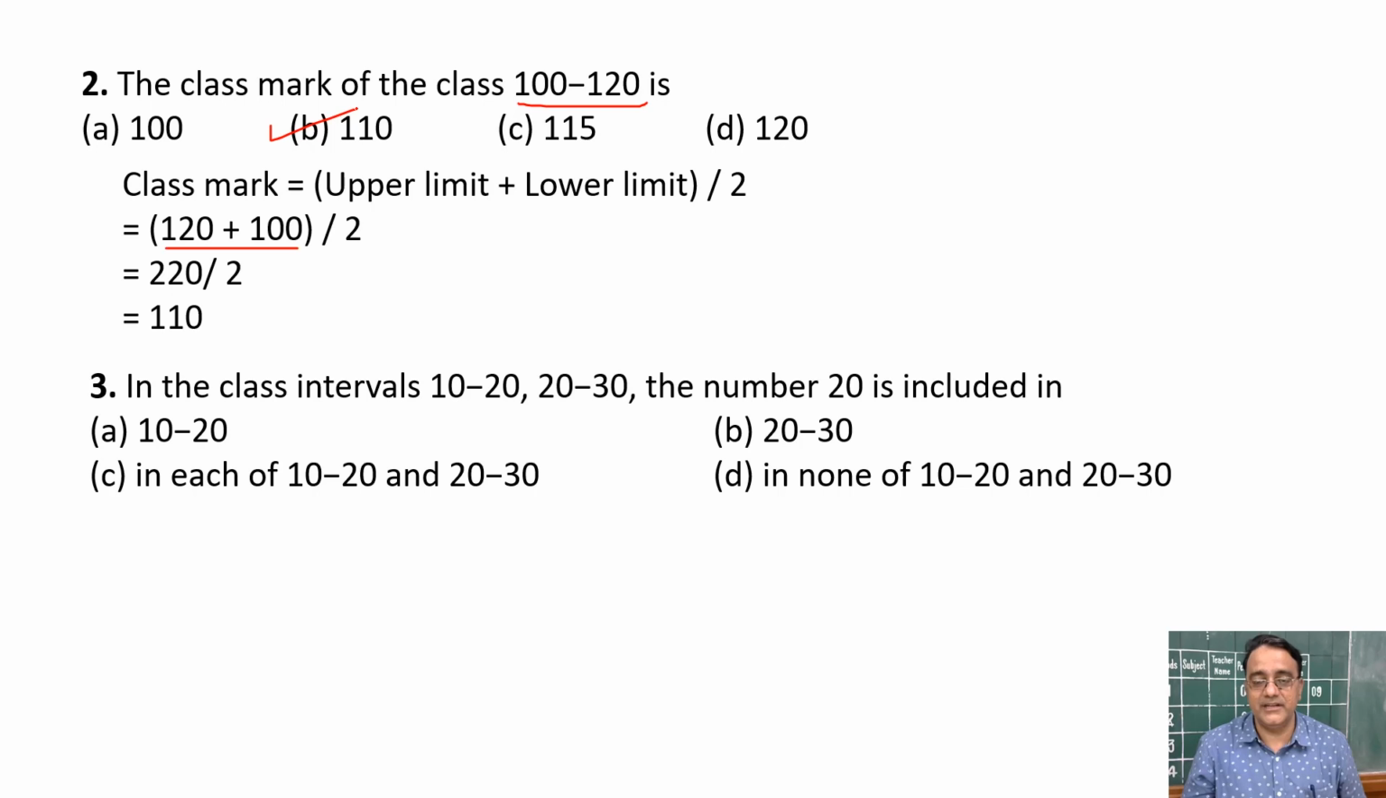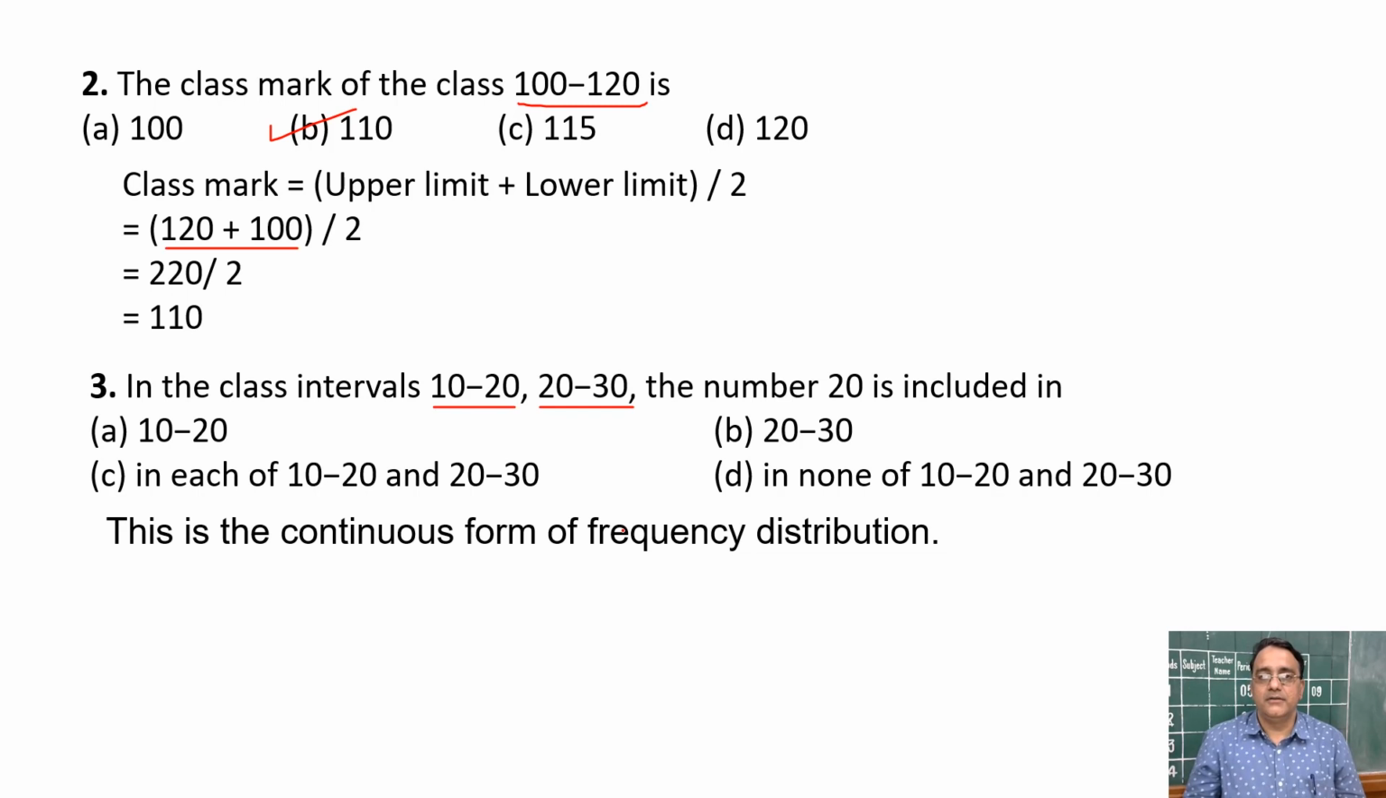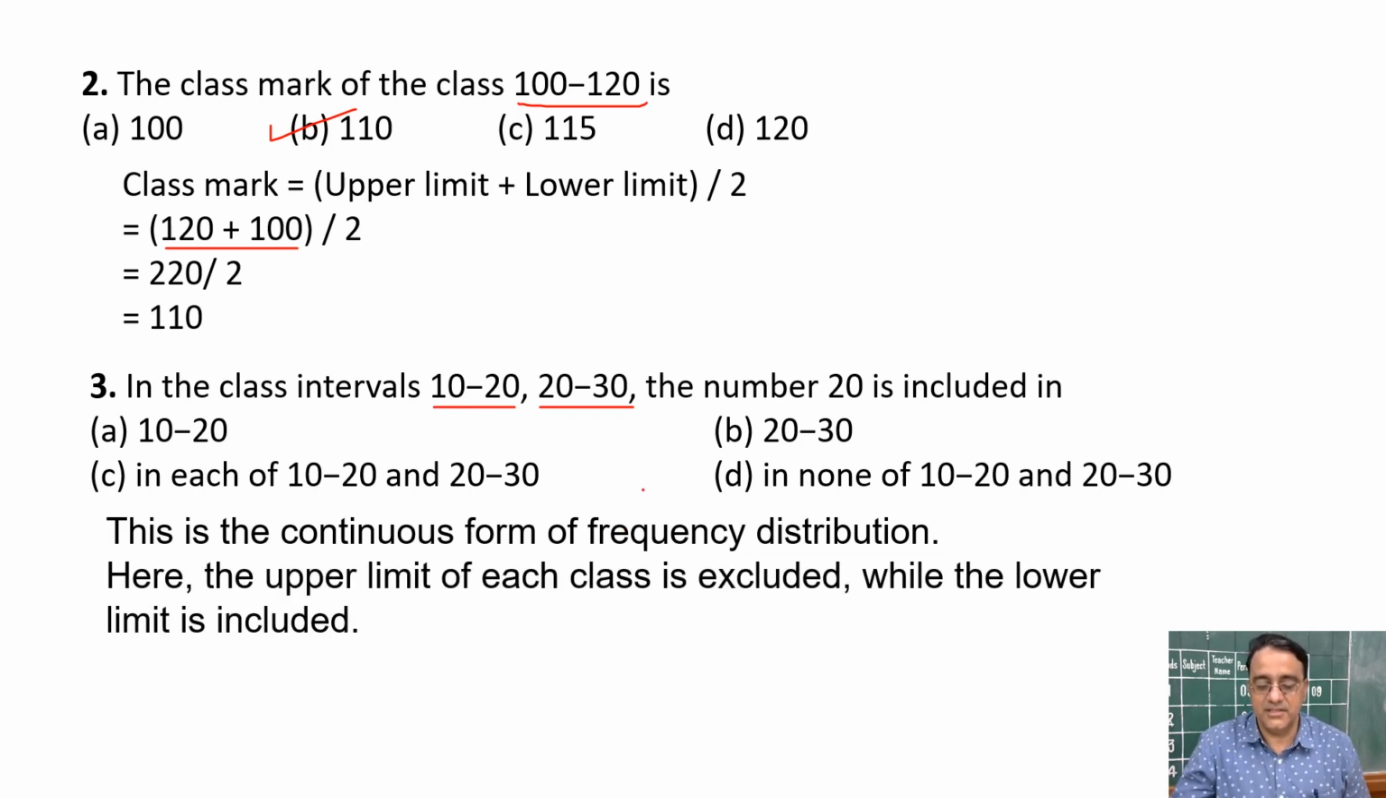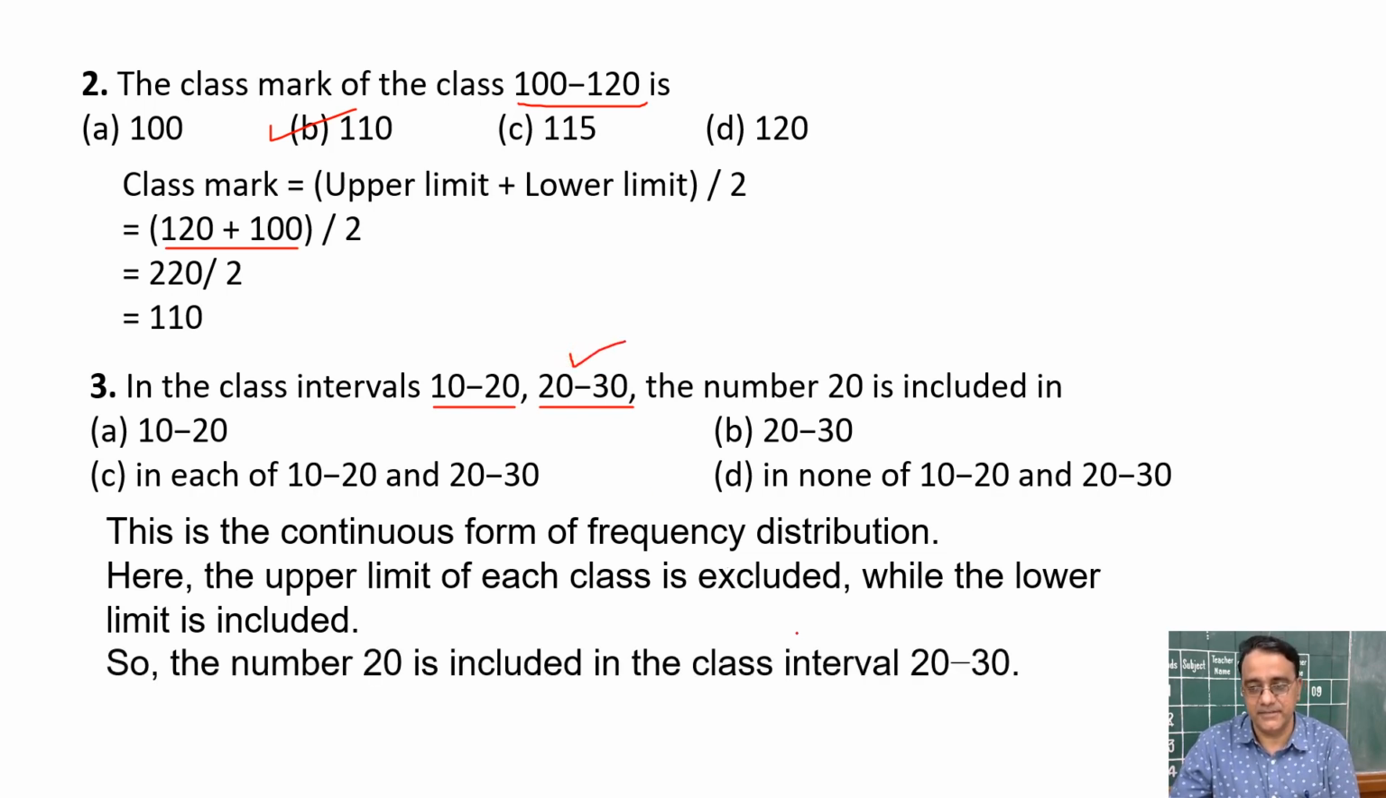In the class interval 10 to 20, 20 to 30, the number 20 is included in which class? 10 to 20, 20 to 30. So actually this is the continuous form of frequency distribution, that is exclusive form. And in exclusive form, we are not including the upper limit. Okay, we are including only the lower limit. So that means the number 20 is included in this class, 20 to 30. This is clear to all of you? Yes, sir. Okay, so the correct option is option B. Now we are moving towards question number 4.